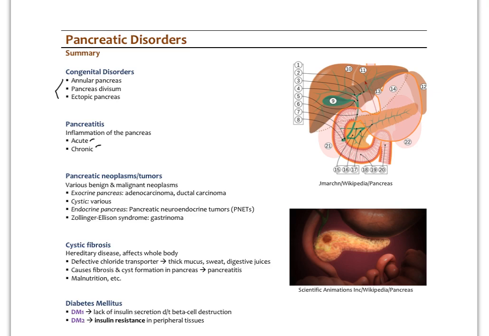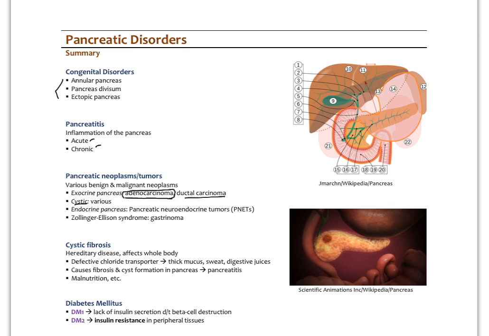In terms of pancreatic tumors, there's really two types of tissue that can create cancers in the pancreas. One would be from the exocrine pancreas, and that would be your pancreatic adenocarcinoma. There's also ductal carcinoma, and then you can form various types of pancreatic cysts. The adenocarcinoma is what most people mean when they say pancreatic cancer. That's going to be the most common type of pancreatic cancer.